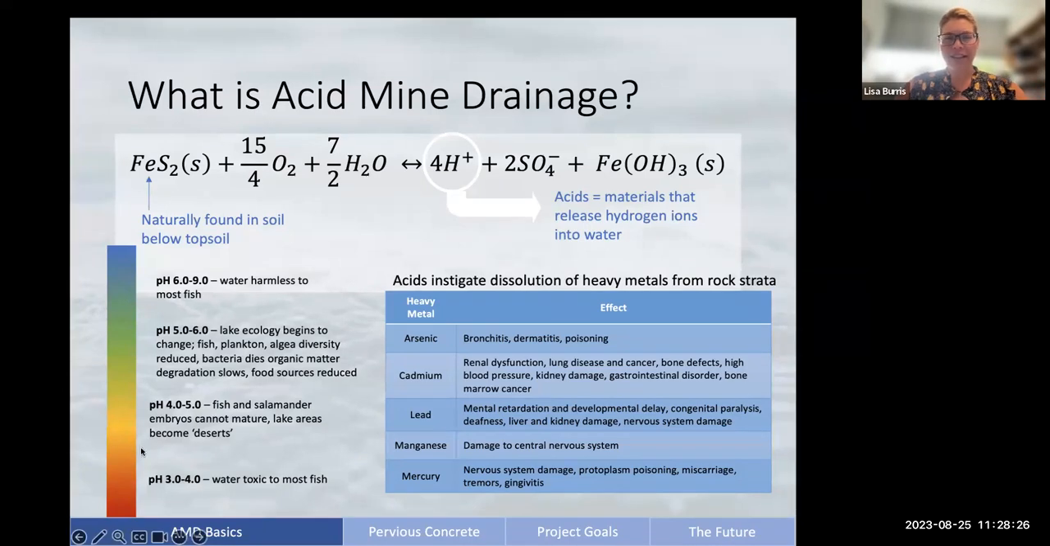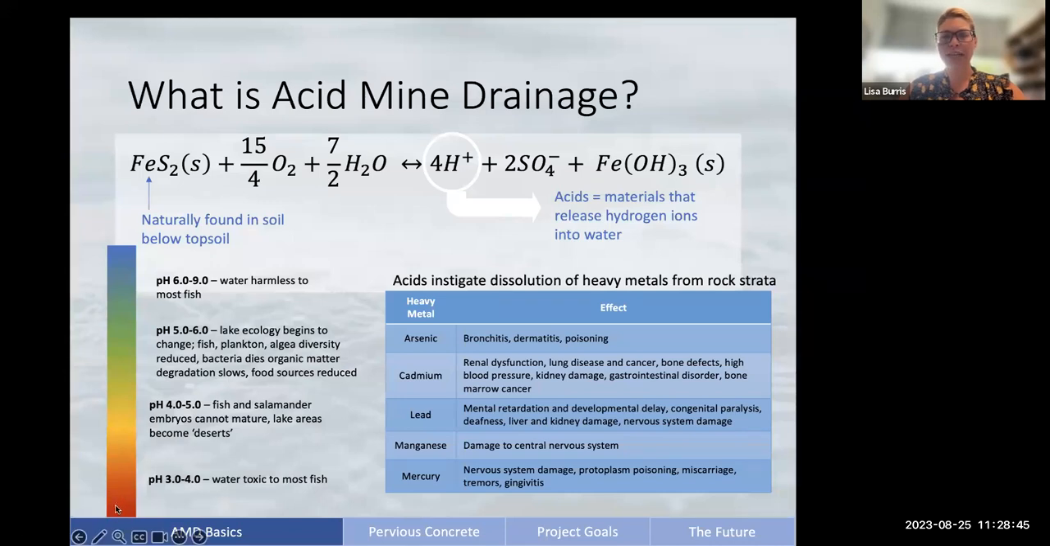So after the death of the fish and salamander, you'll also start to see things like deer move out of the area because there's just not plants and other organisms. And animals that hunt, not deer, but foxes and things like that, they don't have any food sources in that area.